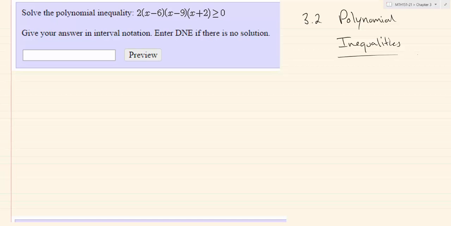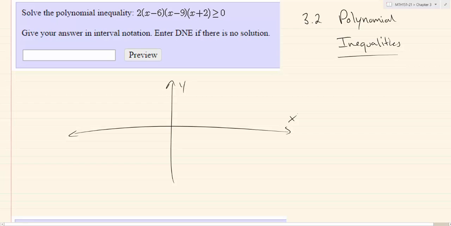But instead of saying equal to 0, we want to know where this is greater than or equal to 0. So we're going to create the graph, and then we're just going to interpret the results from the graph. So here's our graph.